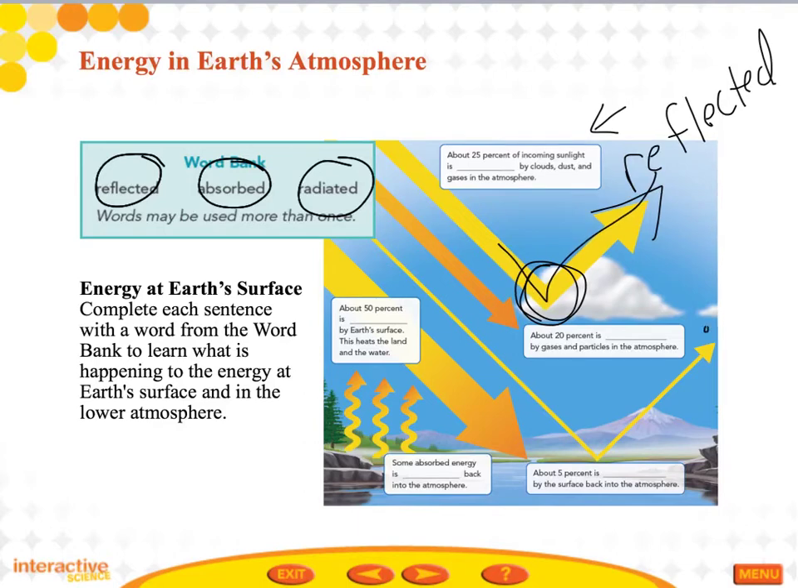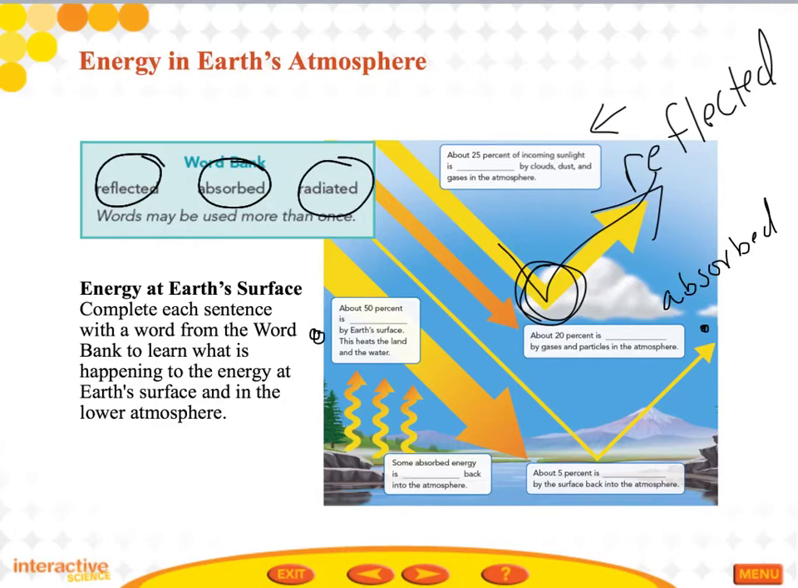Now this next one here, it states that about 20% is absorbed by gases and particles in the atmosphere. So it's just kind of taken up in those gases and those different particles, and they just kind of take that heat in. Now let's take a look at this one over here.